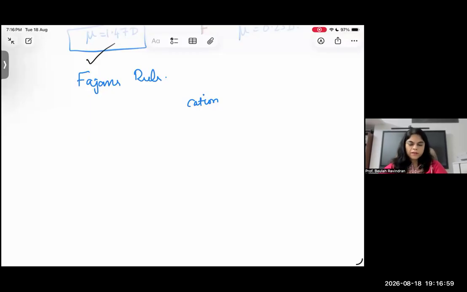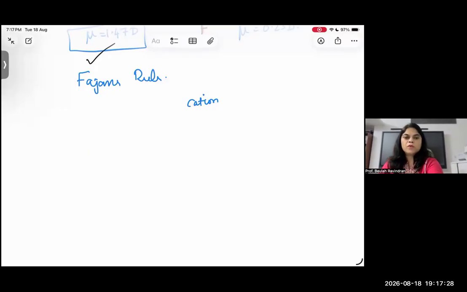In connection with the last class, we'll see now Fajan's rule. So far, we saw a lot of types of bonding, and then dipole moment, and bond polarities and everything. Right now, I started explaining to you in the last class about the covalent character in ionic bonds, right?